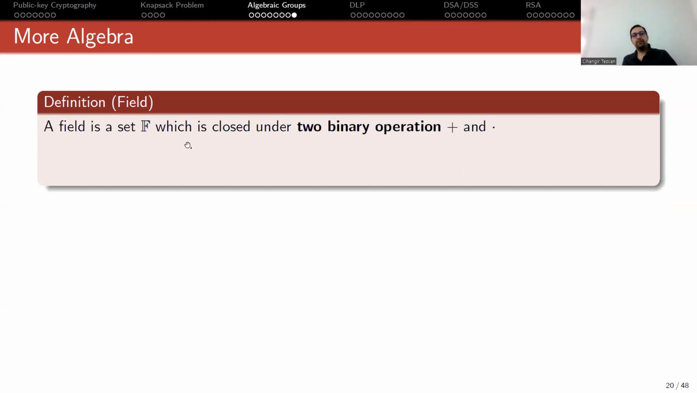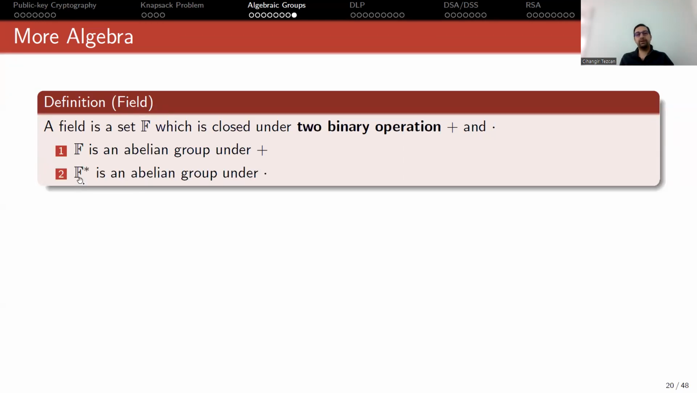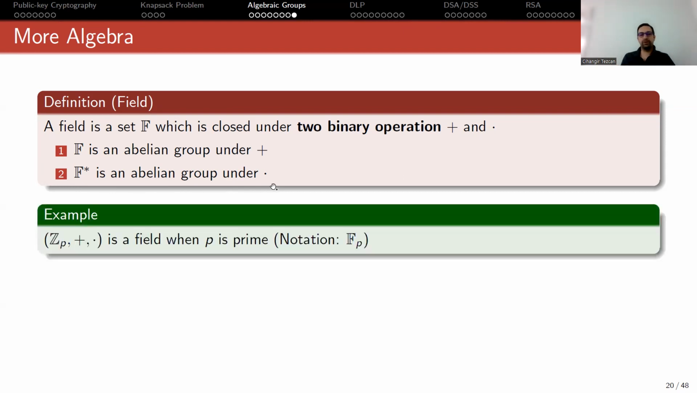A field is a set F which is closed under two binary operations, plus and multiplication. Closed under two binary operations means that take two elements, apply that operation, the result is still inside that set. Okay. So now I force it to be something more than a ring, because now I want F to be an abelian group under addition, but I also want F star, where I remove the zero element, to be an abelian group under multiplication. So it will be a group under two operations. Here's an example, Zp with respect to addition and multiplication.